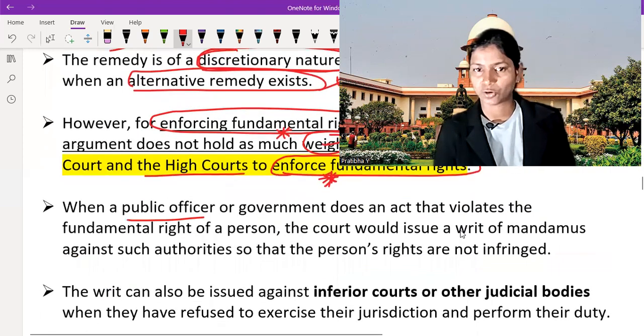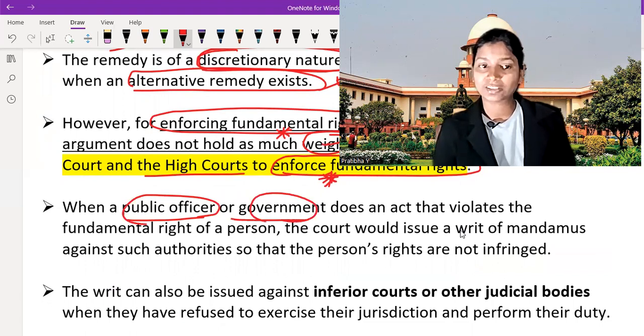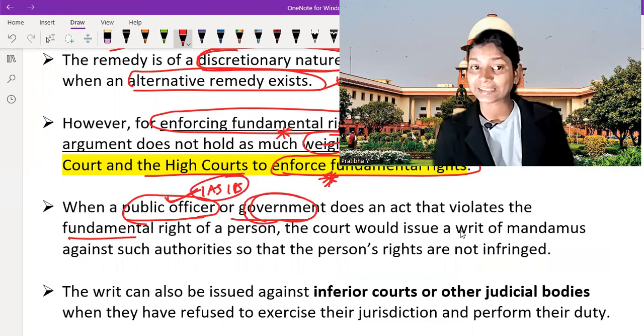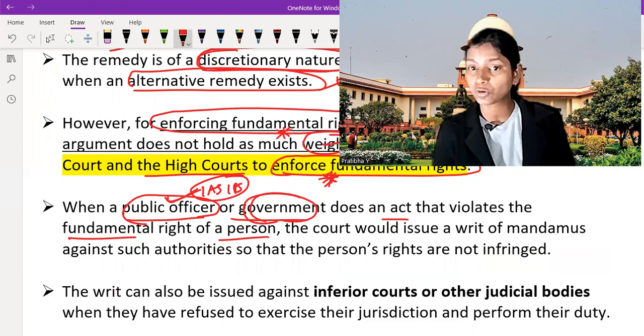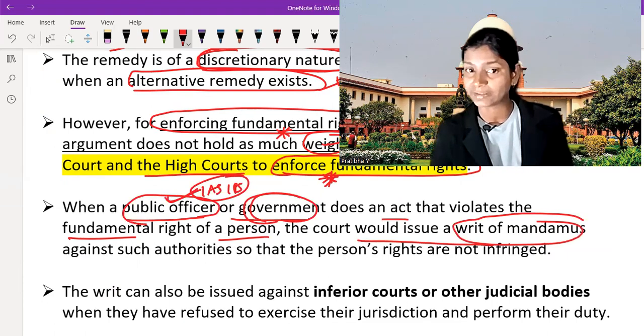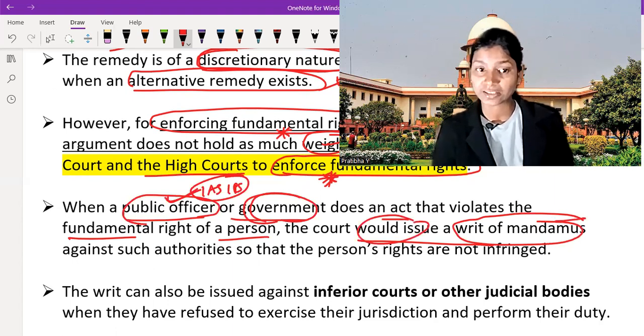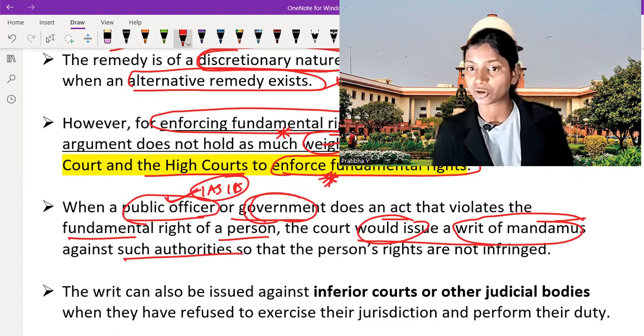Remember, when a public officer or government does not act, that violates the fundamental right. If any public officer, IAS, IPS, or any other government officer, or the government does not act, and they are not doing any activity, that affects the fundamental right of a person, and the court would issue a writ of mandamus because they are not performing their duty. That's why courts would issue a writ of mandamus against such authority so that the person's rights are not infringed.